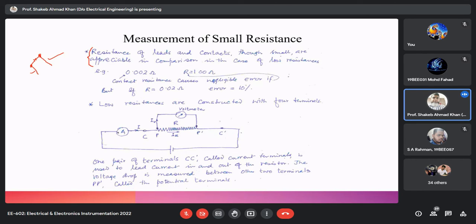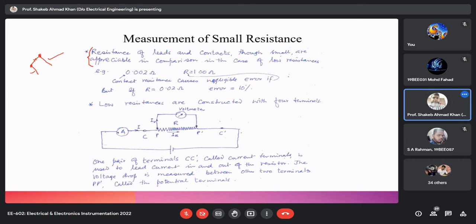So you will say, the leads were also used in medium resistance, so why did they not create a problem there? Yes, because medium resistance is comparatively large resistance. So these resistances were not making much difference.